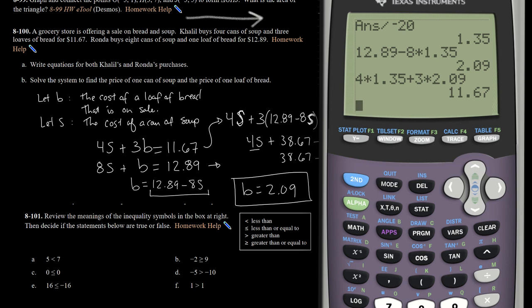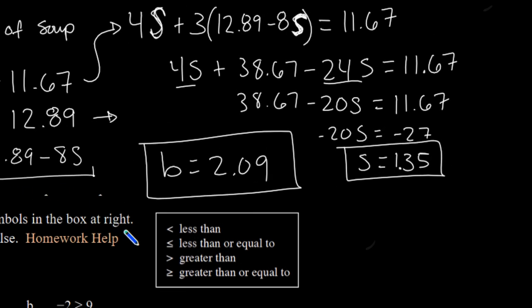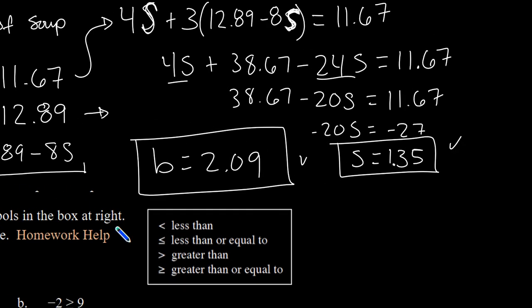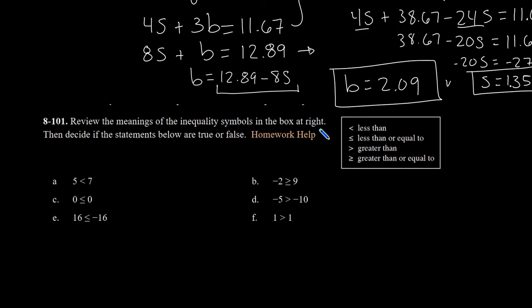And then the other one is if I have 8 cans of the soup, so 8 times the can of the soup, $1.35. Right, the soup is $1.35. 8 times the can of soup plus just a single loaf of bread. So 8 times the cost of 1 can of soup plus a single loaf of bread gives me $12.89. So not only did I get these, but these totally check, and I put a smiley face here because it's correct.